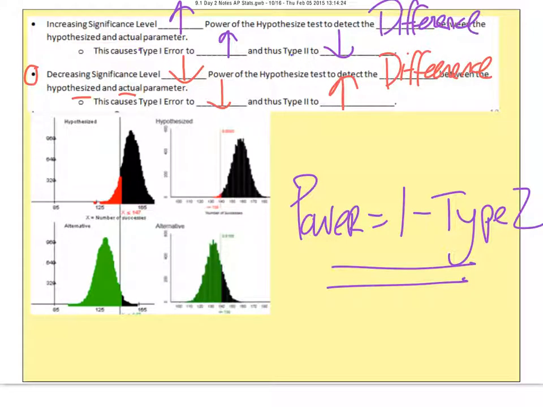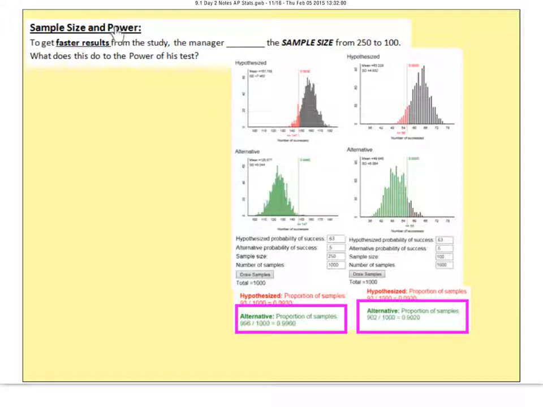Let's look at another scenario. Our sample size and power are related. So again, let's just look at our same situation. We had our proportion at 0.63. We think it's going to be lower. Let me show you how I changed this. In this first example, our initial sample size was 250. I lowered the sample size to 100.